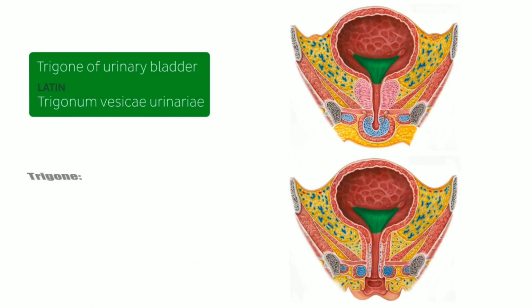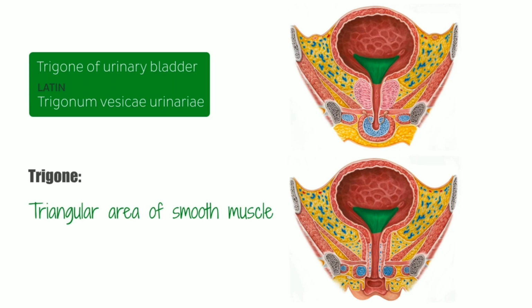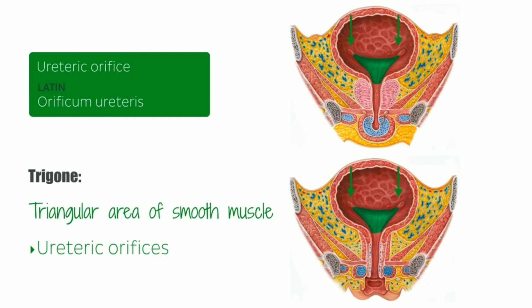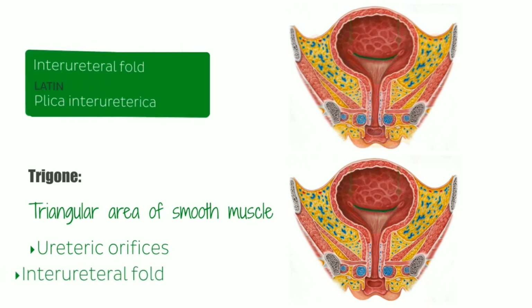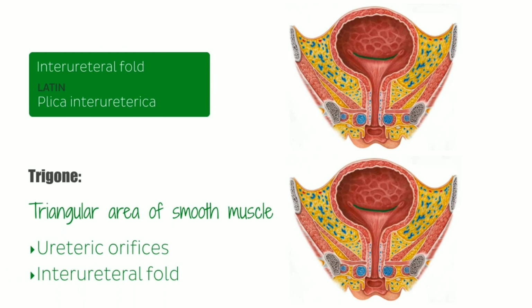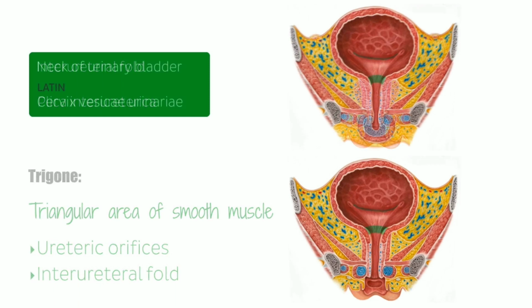The trigone of the bladder is found on the internal surface of the fundus, and it's an upside-down triangular area of smooth muscle with its superolateral angles formed by the ureteric orifices, which we can see pointed out by these arrows. And these orifices are the openings of the two ureters in the bladder, and between them lies a membranous fold called the interureteral fold. And the interureteral fold is a fold of mucous membrane which has several other names, and these are Mercier's bar, the interureteric fold, or the interureteric crest.